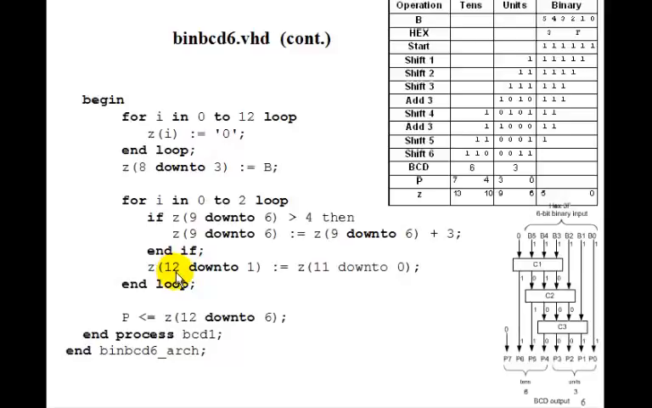Then we have to shift Z left 1 bit. Well, to do that, we just set Z 12 down to 1 to be the same as what Z 11 down to 0 was. So if we make that 12 down to 1, that's the same as shifting Z left 1 bit. We just do that 3 times, and then the answer P will be Z 12 down to 6. You see, 12 down to 6 is the same as P 6 down to 0. So P will then contain the 63.